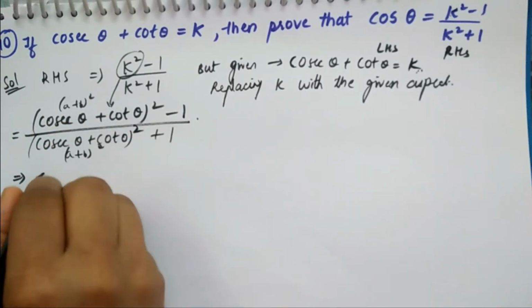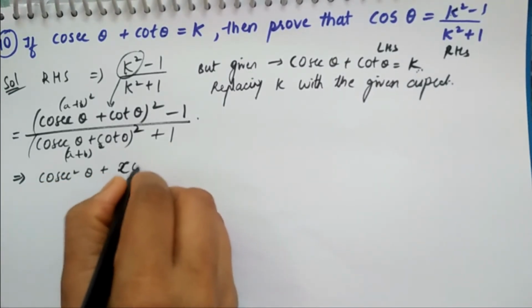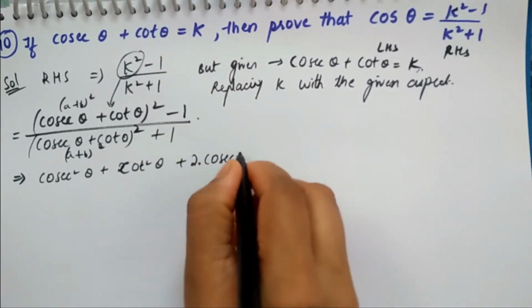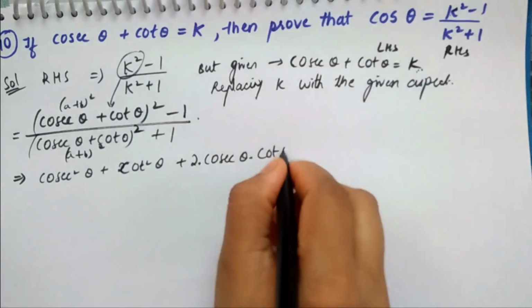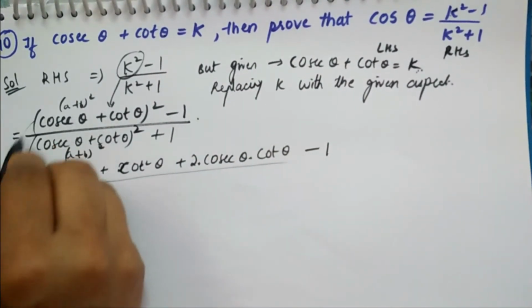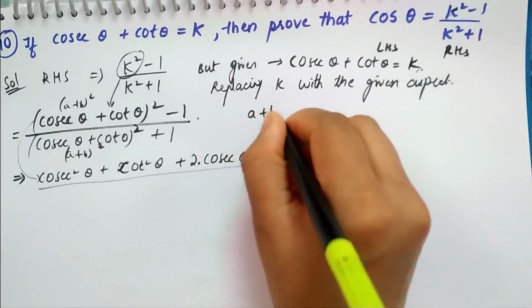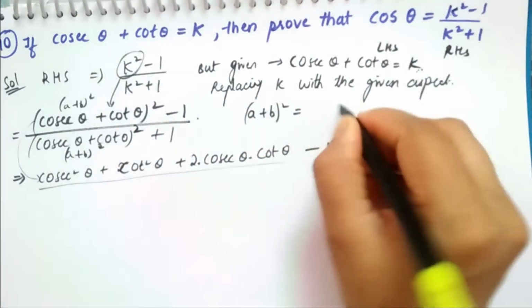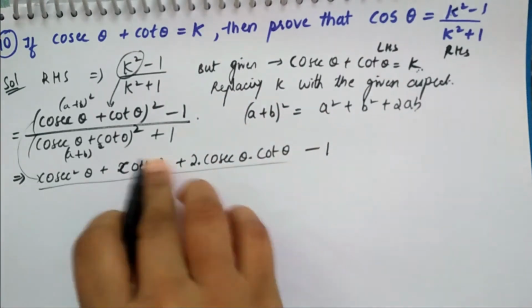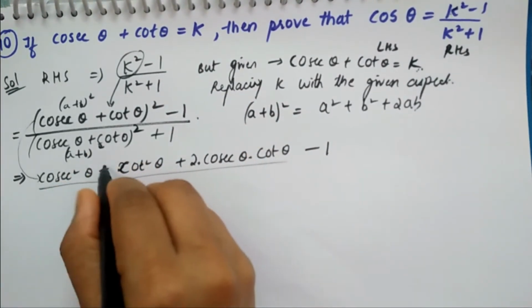So cosecant square theta plus cot square theta plus 2 into cosecant theta into cot theta minus 1. This value is in a simplified form. Which formula are we using? A plus b whole square. The identity we are using is a square plus b square plus 2ab, wherein a is cosecant theta and b is cot theta.